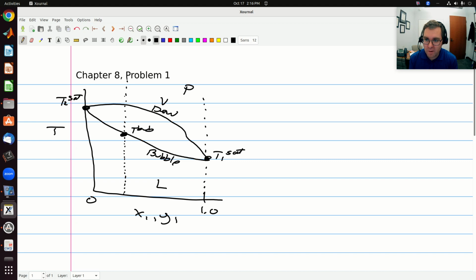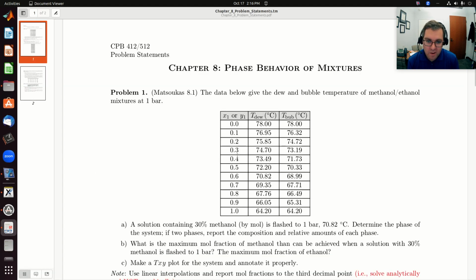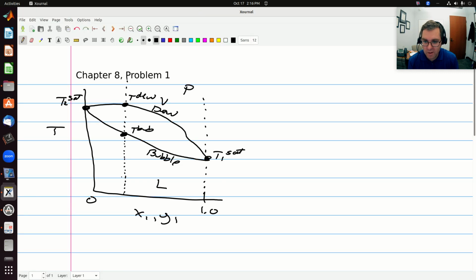And if I had a vapor and I were to cool it down where I first enter my two-phase region, where I hit my dew line, we call that T dew. So the data that we're given is at a given composition, say I have a composition of 0.3, X1 or Y1, we're given T dew and T bubs, where T dew is greater than T bubs. So if this were a composition of 0.3 mole fraction, we're given T dew and T bubs for a mixture of that composition.